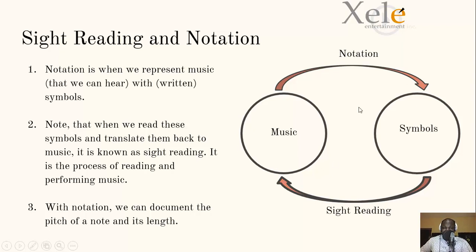As you can see here, this infograph will show to you how it works. When we take audible music and we begin to represent it using symbols, the process is notation. And on the other hand, when we take symbols and we begin to read them and perform them as music, that process is sight reading.